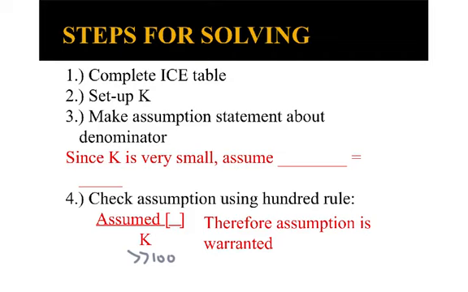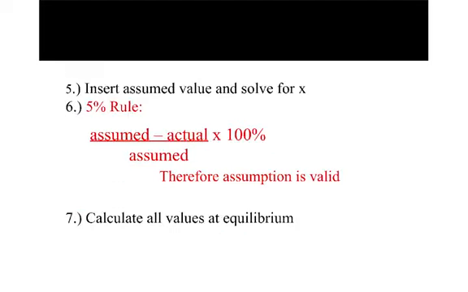And then we make a statement that says, therefore, the assumption is warranted. If you can't remember the word warranted, just put the word good. That'll do. Then in step 5, you're going to insert the assumed value and solve for x. That's where the math gets nice and easy. And then you're going to do that 5% rule. So again, assumed minus actual divided by assumed times 100.